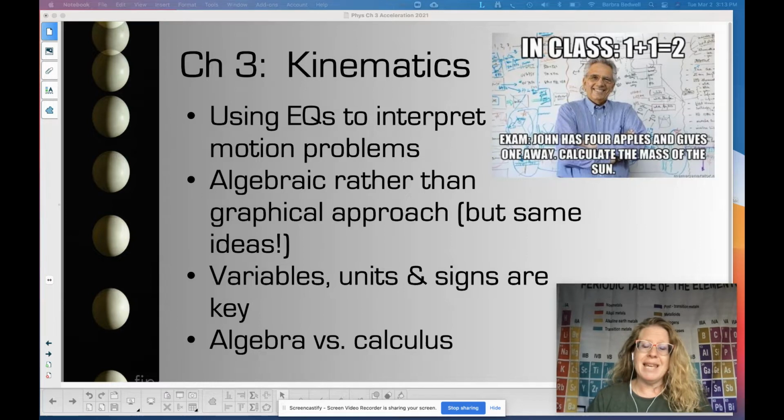A couple of the key things as we're going into this is to make sure that you're reading carefully, looking at variables, which ones are velocity, which one's time, which one's distance, key words that are in the problem. Units and signs, of course, are always going to be problems, but units can give you some really good hints as to what variable is being referred to. And I'm not really going to do a whole lot of the algebra versus calculus in this one. We're really going to just talk about the algebra part of it.